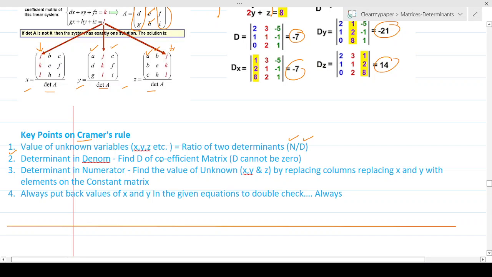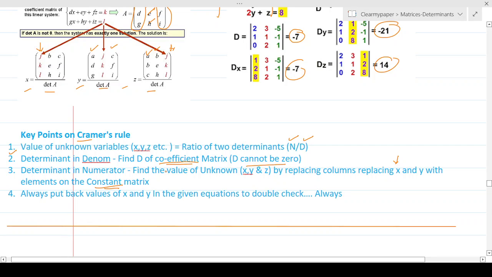Determinant in the denominator: find d of the coefficient matrix, and it cannot be 0. Whatever is the given system, which includes all the variables x, y, and z, you take the coefficients of that, form a matrix out of it, that becomes the coefficient matrix, and the value cannot be 0. The denominator cannot be 0. Determinant in the numerator: find the value of unknowns x, y, z by replacing the column for the variable you're finding with the constant matrix. That's what we saw. If you want to find x, you remove the coefficients of the x variable and replace them with the constant matrix, and so on and so forth.